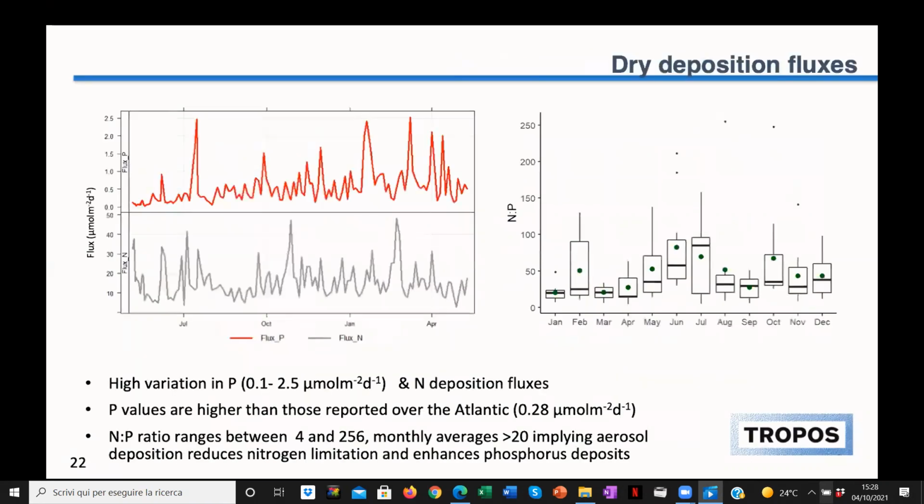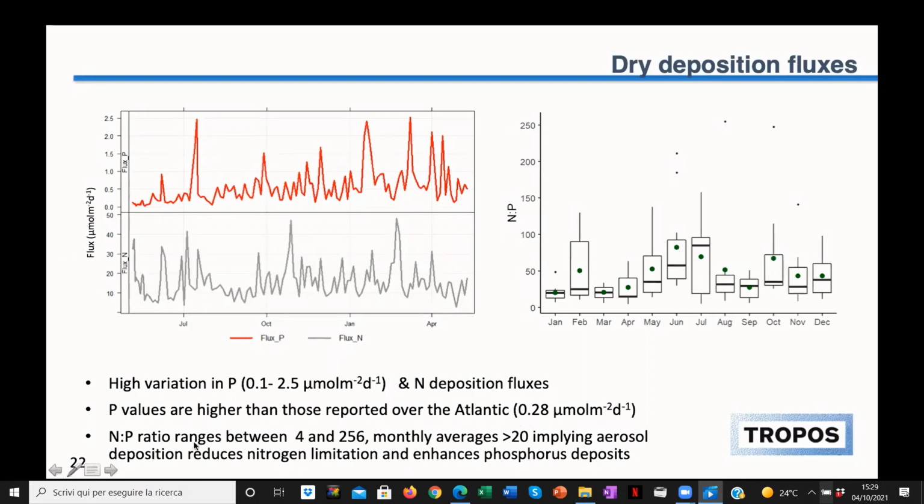So finally, we determined the deposition fluxes of nitrogen and phosphorus. As I said before, these are two major nutrients that can control bioproductivity in the ocean. The deposition flux of phosphorus varied between 0.1 and 2.5 micromole per square meter per day. And this is quite significant if we compare it to those values reported so far for the Atlantic, which lie below 1, far below 1.